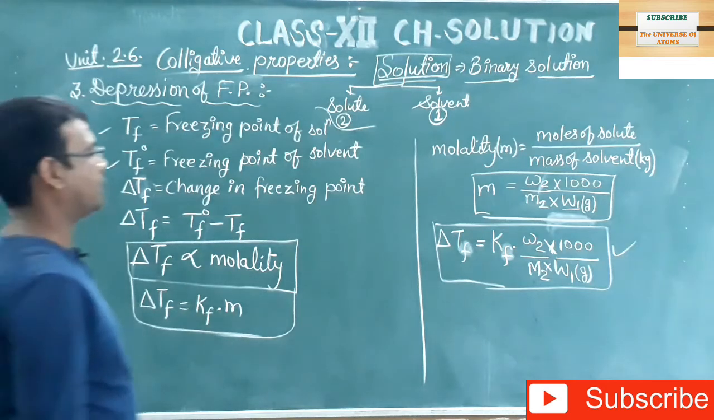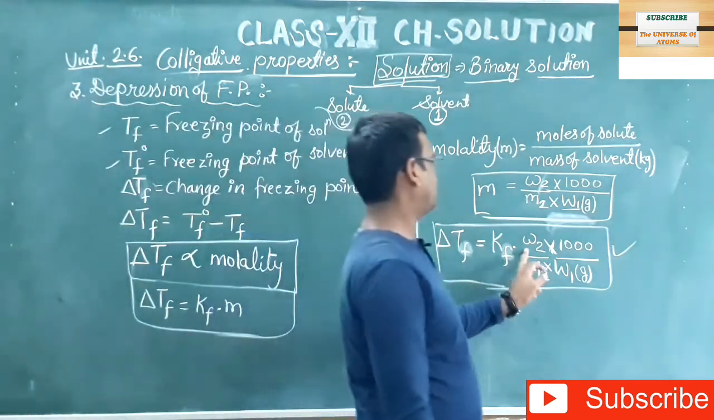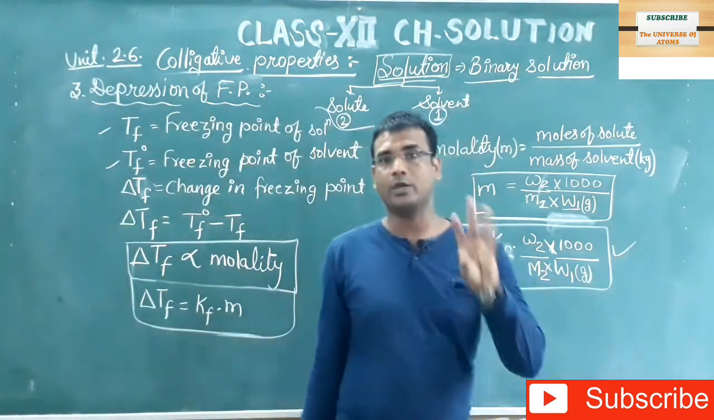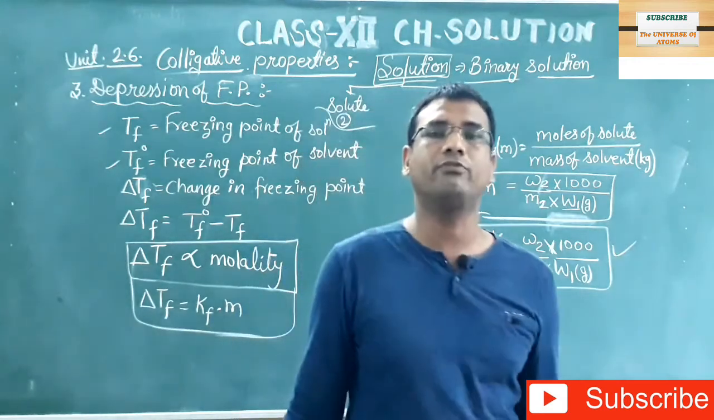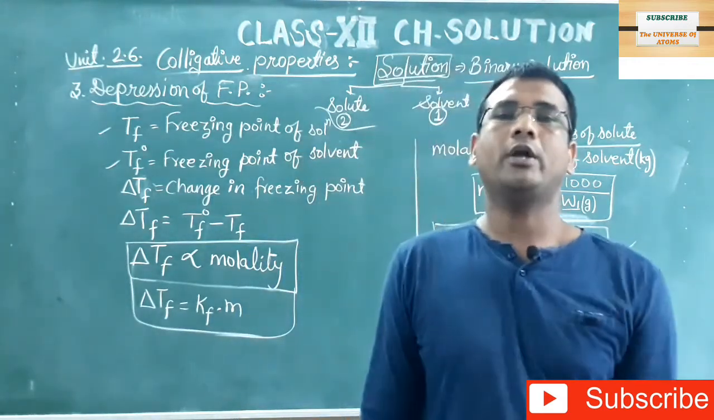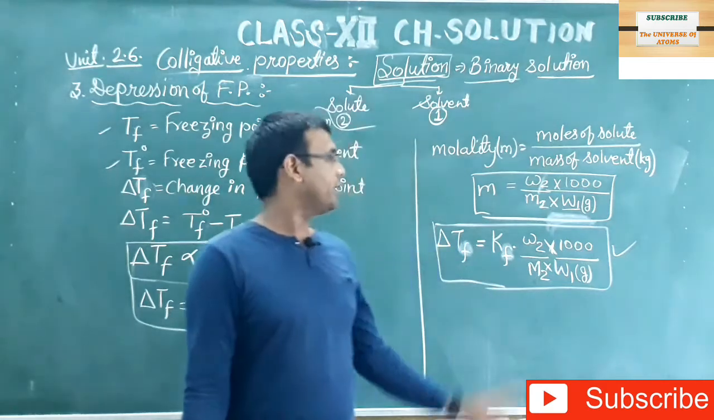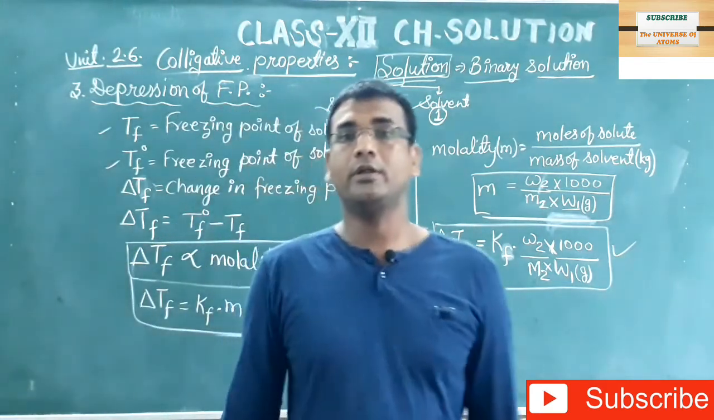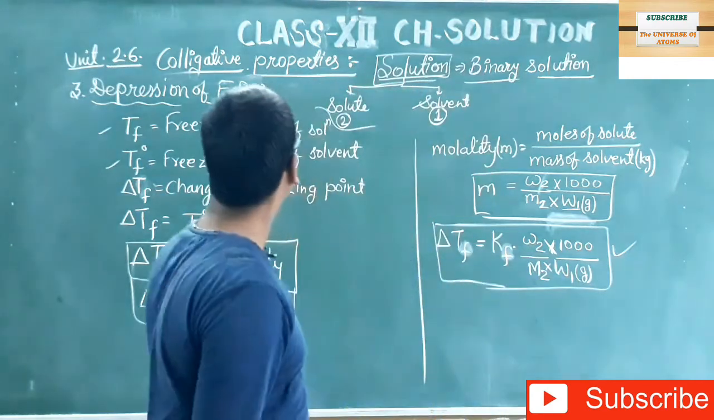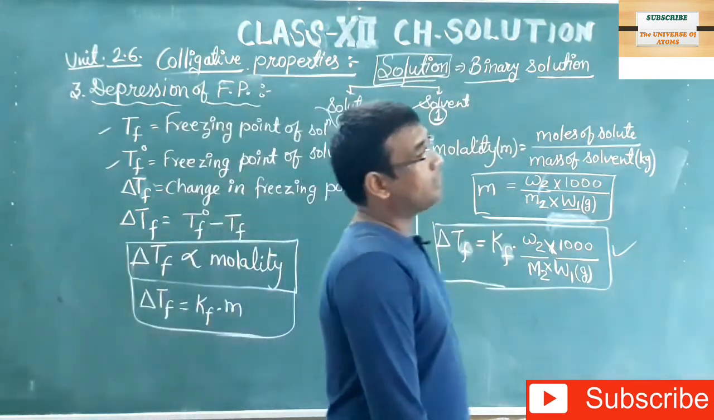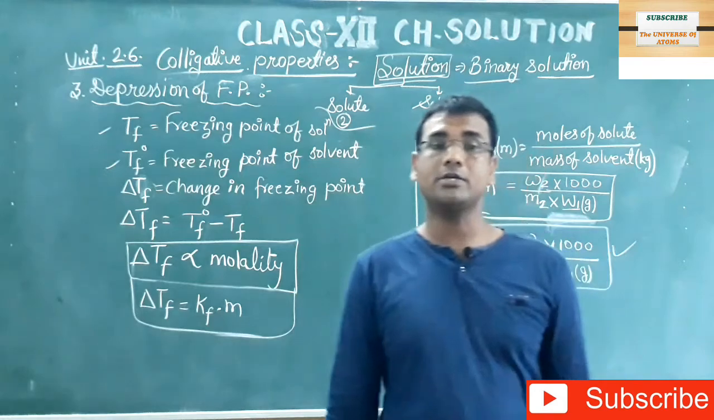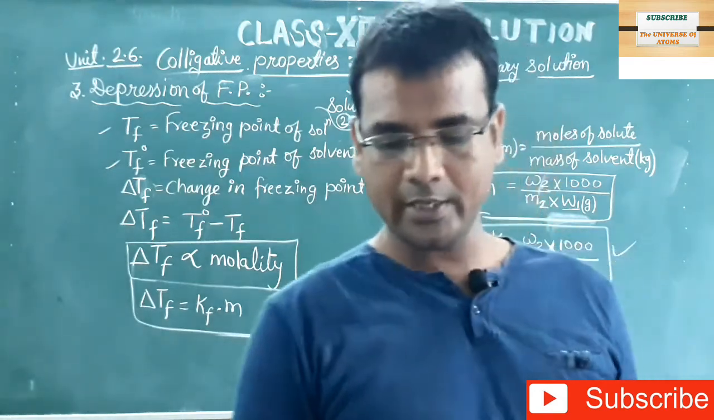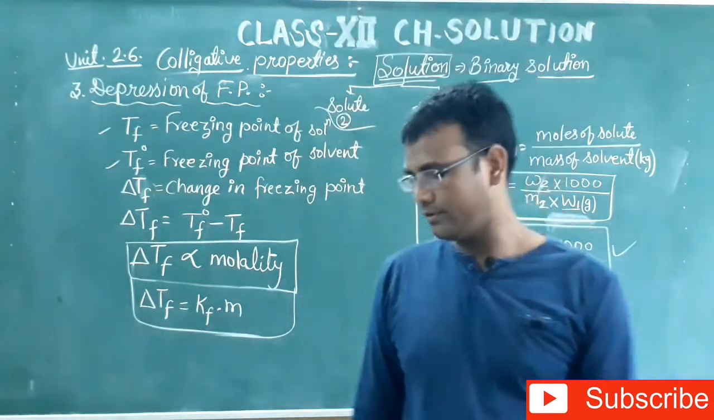Okay, so again the same thing, 1 2 3 4 5, there are 5 parameters. Out of 5 parameters, if 4 parameters are known, one unknown parameter can be easily calculated with the help of this expression. So this is the third colligative property. The rest part of the chapter we will be taking in the next video.